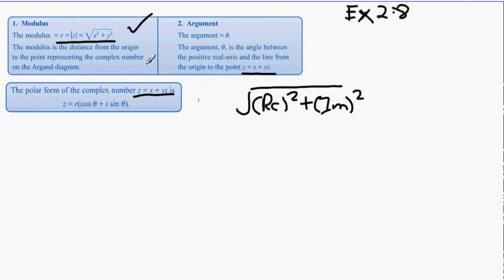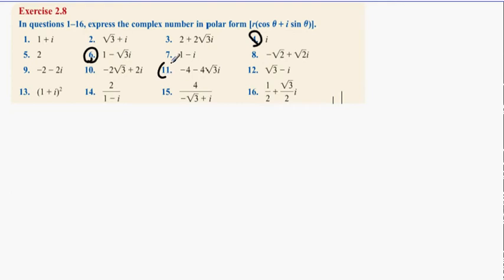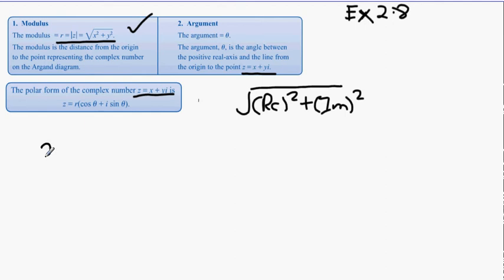So what we're going to do here is put these formulas into action, starting off with question 4, followed by question 6, followed by 11, and then followed by 15. Okay, and we'll do question 3 as well. Okay, so question 3 is 2 plus 2 root 3i.